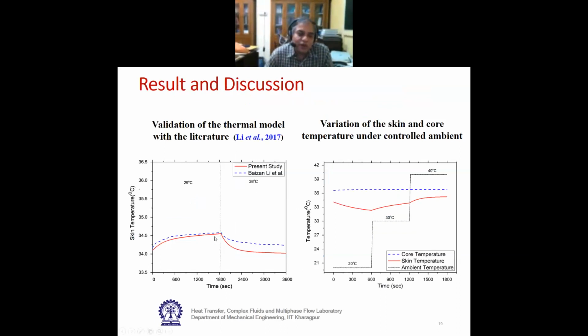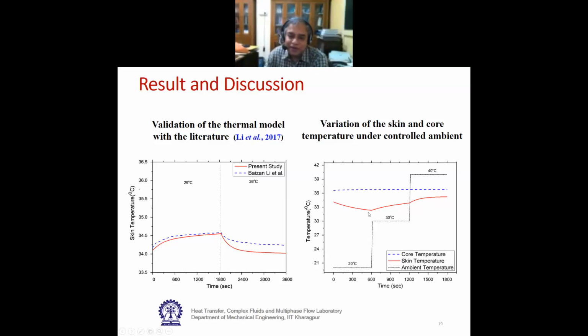The first one is for a normal heart, and here we have also validated it with the result of someone who has considered a different model, no cardiovascular model, only a temperature model of the body. And we can see that they have considered two different ambient temperatures, 29 degrees Celsius and 26 degrees Celsius. And it gives a very good matching. Actually, for temperature we have exaggerated the scale, so the matching is good.